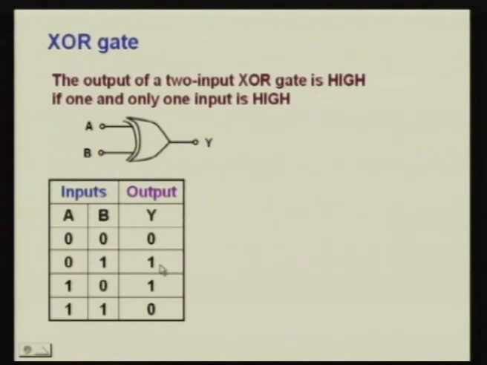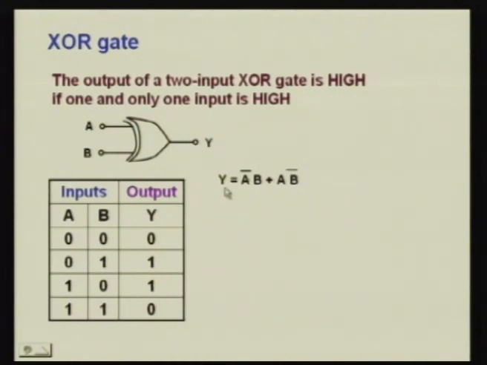It will be in one state only if both the inputs are not equal, and if both the inputs are equal, then the output will be 0. You see, in the first row we have 0 0, both inputs are the same, so the output is 0, and in the fourth row both the inputs are identical, so the output is in the 0 state. And we have this truth table, from which we can construct the output.